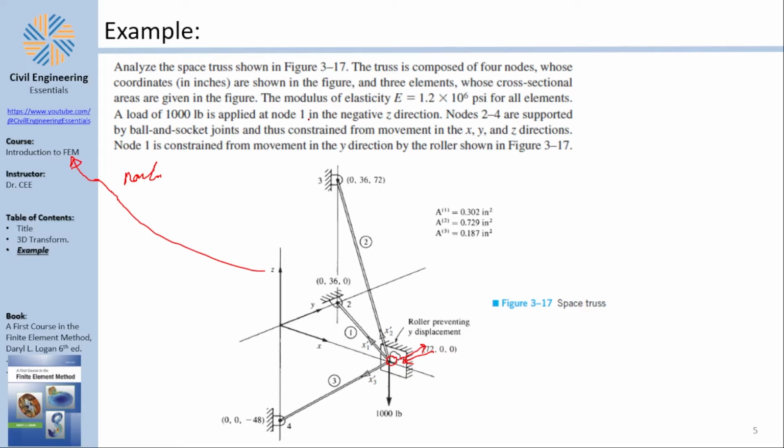All right, now what does he want from me? He wants to find the movements or the displacements. He wants you to analyze the truss. For me, analysis means find the displacements of all points, and if you want, you can find the forces or stresses inside those members. So, okay, let's continue now.